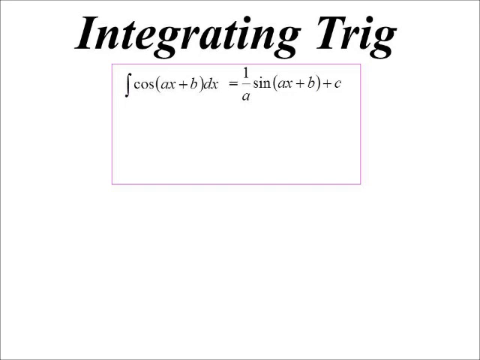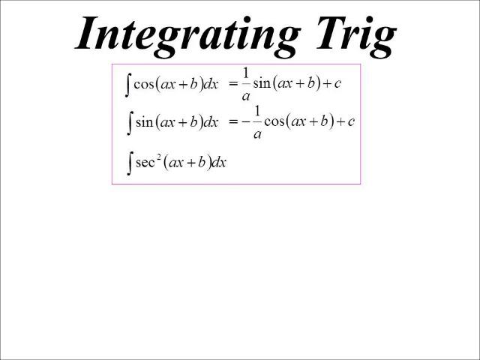And I've just put up a linear function here. So if it is a linear function, a bit like the exponential where we saw you just go 1 on a out the front, similar here, 1 on a sine ax plus b. Sine now would go to negative cosine. And, well, we won't have tan, but we'll have sec squared. Sec squared will go to 1 on a tan. Now remember, if you're ever unsure, those three will be on the reference sheet, so you can always check and make sure you got it the right way around.